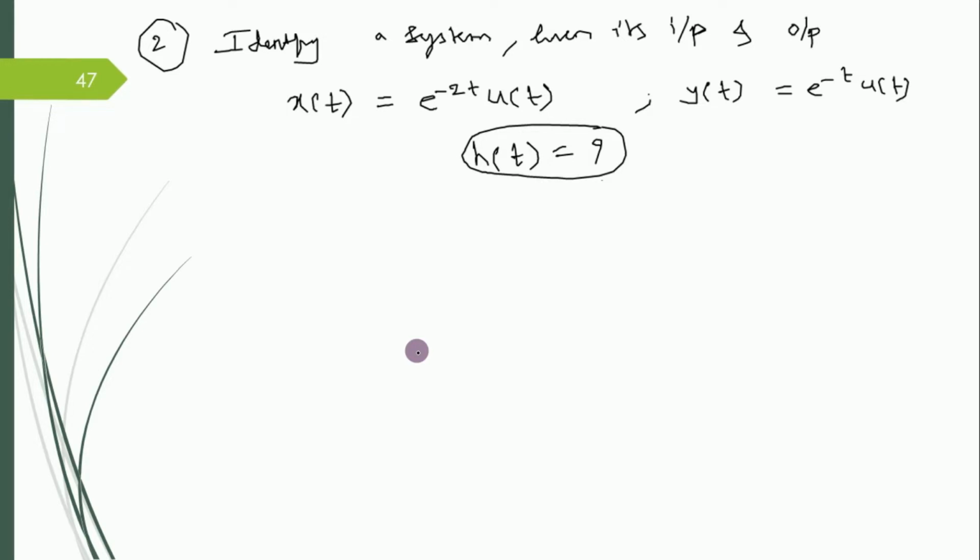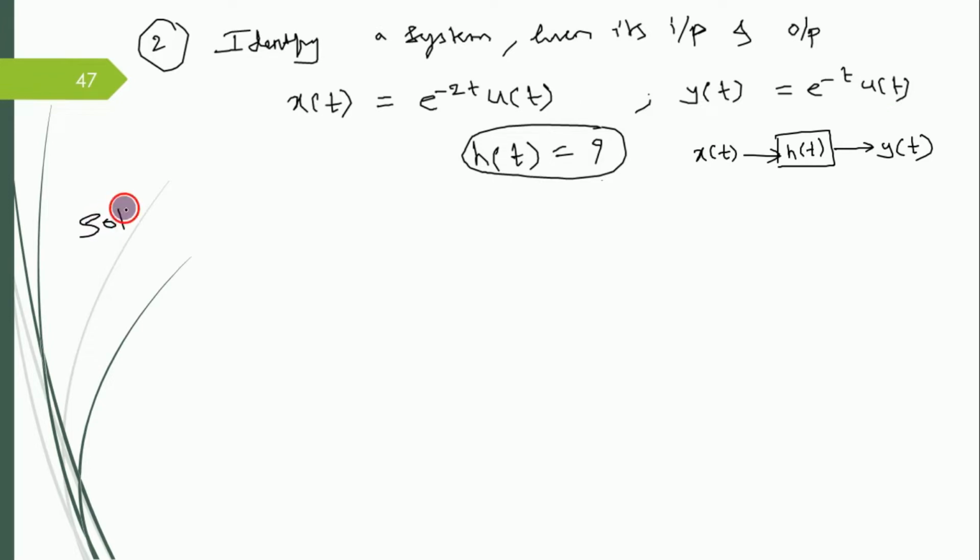Now we shall look into some different varieties of problems. Here, the question goes like this. Identify a system given its input and output. x of t is equal to e raised to minus 2t u of t, and y of t is given as e raised to minus t u of t. So you need to find out what the system is, its impulse response. Input for the system is x of t, output is y of t. So you need to find out its value.